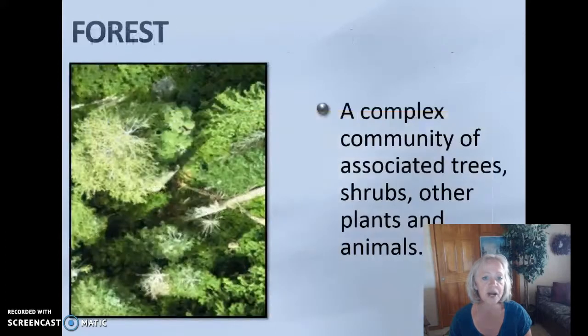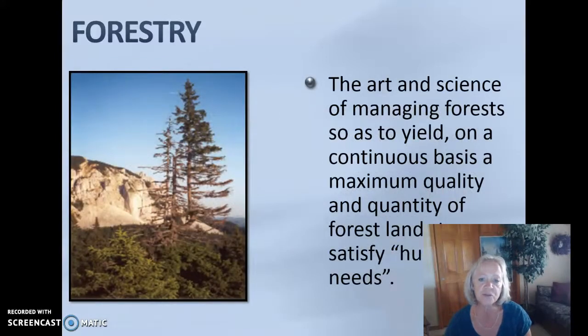So what we're going to go back to is what we started with the first week, and that is our definition that a complex community of associated trees, shrubs, and other plants and animals is what we'll refer to as a forest. Number two, this is review again. It's an art and a science. And we want to manage the forest to yield quality and quantity of forest lands to satisfy human needs. And what's happening over the years is that the needs are changing. So the needs are wide ranging, making management of forestry a much more complicated science.